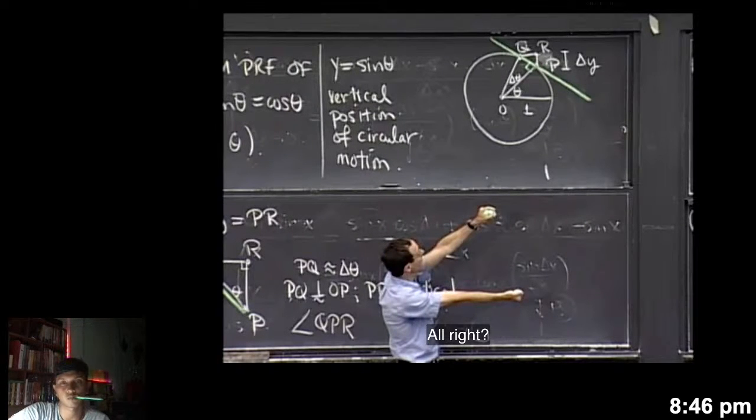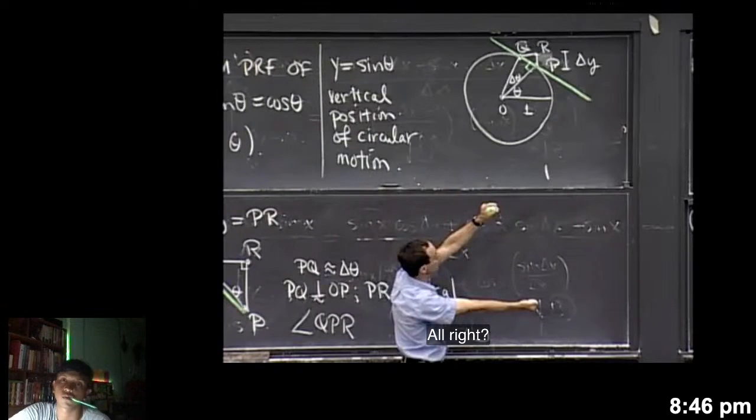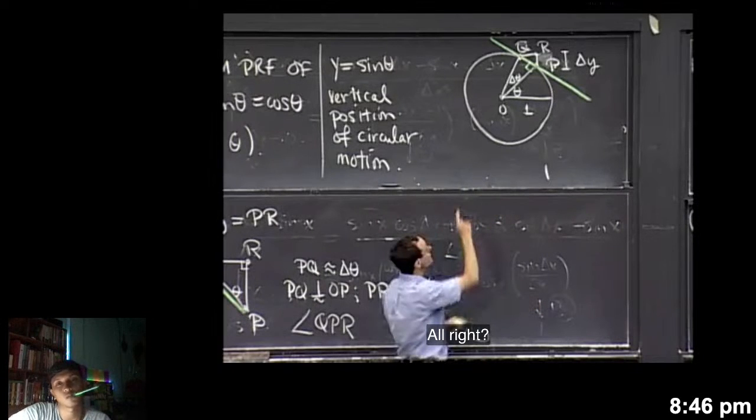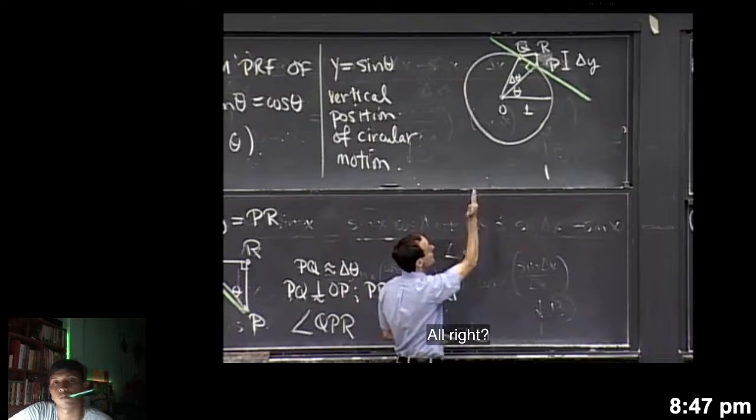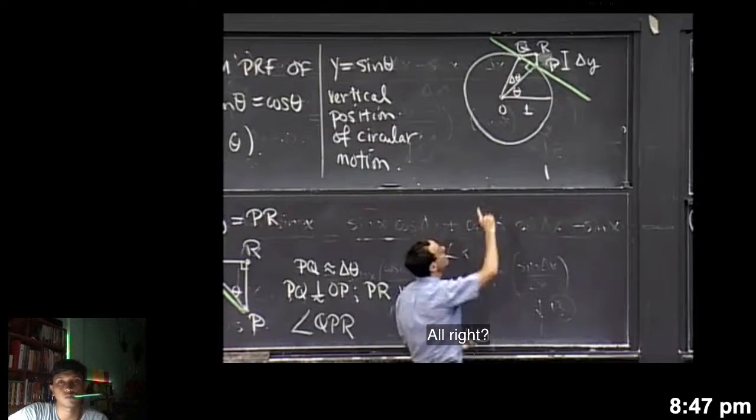And now, what I claim is that if I rotate by 90 degrees up, like this, without changing anything, that was what I did, the horizontal will become a vertical. That's PR, that's going up. And if I rotate OP 90 degrees, that's exactly PQ. Okay? So let me even draw it on there one time.